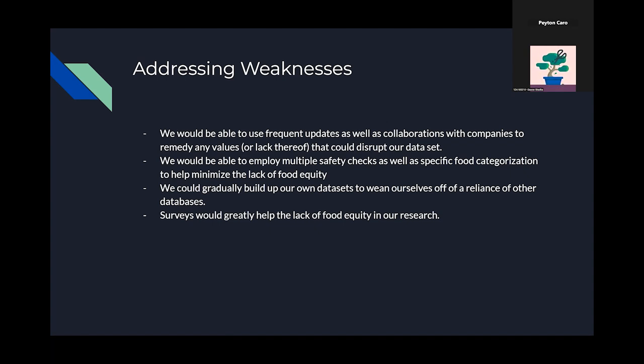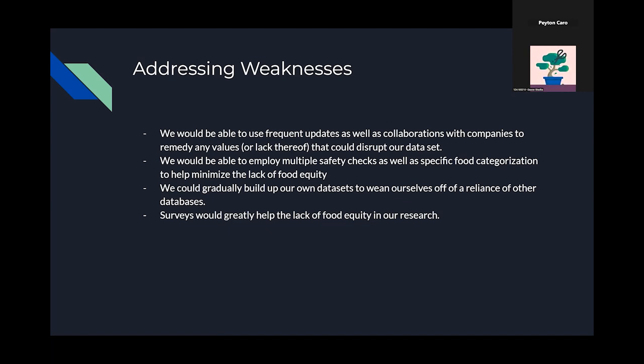We will be able to use these frequent updates as well as collaborations with other companies to remedy any missing values, or really the lack thereof, that could disrupt our data set. We'd be able to employ different safety checks as well as specific food categories, which would help minimize the lack of food equity. We could gradually build up our own data sets, which would help us get off of the poor data sets made by the FDA, and we could rely on our own good databases.